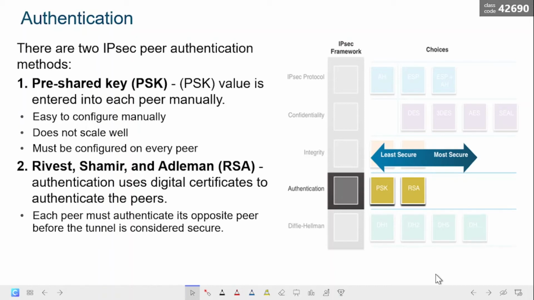The other method of authentication is Rivest, Shamir, and Adleman, or RSA authentication. This uses digital certificates to authenticate the peers. The local device derives a hash and encrypts it with its private key. The encrypted hash is attached to the message and forwarded to the remote end, and acts like a signature. At the remote end, the encrypted hash is decrypted using the public key of the local end. If the decrypted hash matches the computed hash, the signature is genuine. Each peer must authenticate its opposite peer before the tunnel is considered secure.